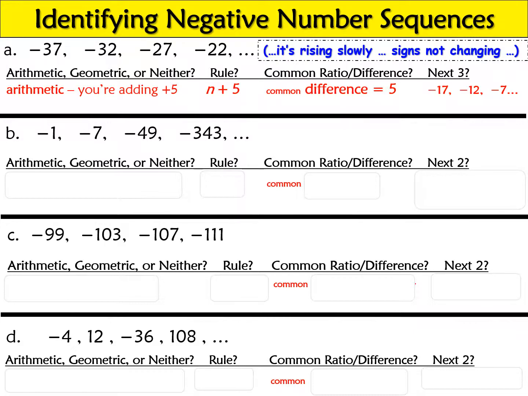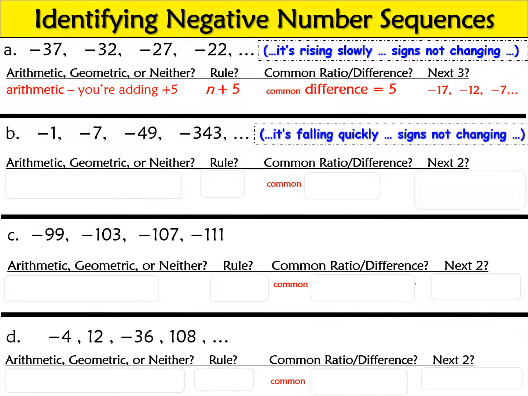So we should be looking to see, is it changing quickly or slowly, and are the signs staying the same or alternating? Well, this one seems to be changing pretty quickly, but the signs are staying the same. So because it's changing quickly, we suspect that this is probably a geometric sequence. In other words, there's some number that we're multiplying by to move forward. And in fact, we're multiplying by 7 to move forward in this sequence. That means the rule we're going to use is n times 7, or 7n.